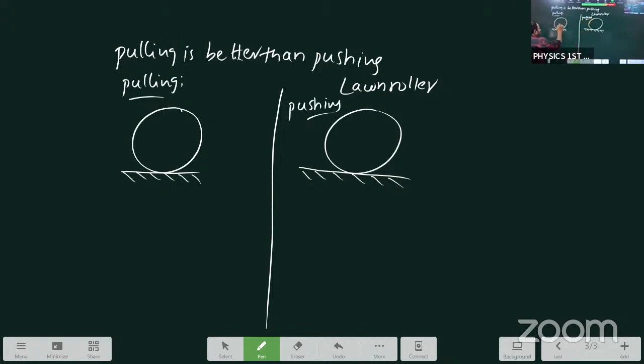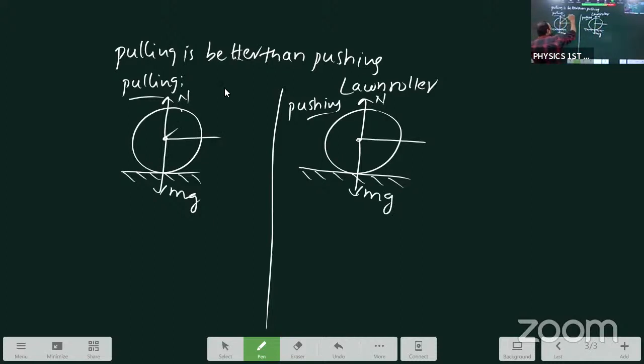See here, mg, N. Here you keep the same. N, mg, cos theta term, student. Pull, take like this. Theta, F is divided into two components. F sin theta. Pulling means it comes upward, student. What about pushing? Theta, F cos theta, F sin theta.